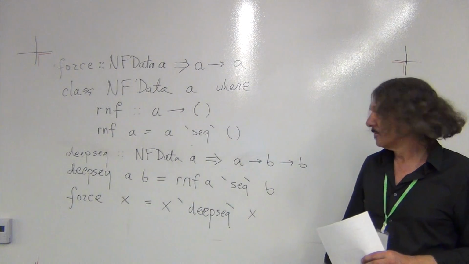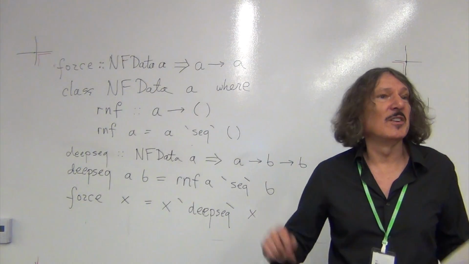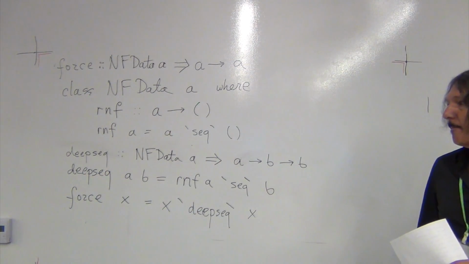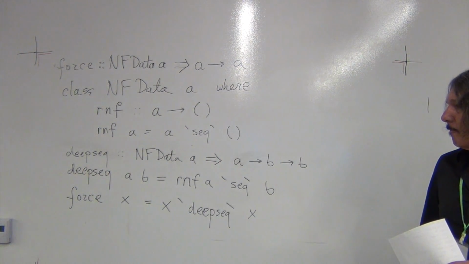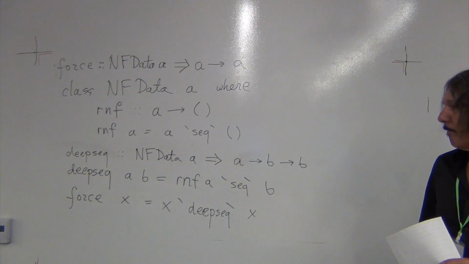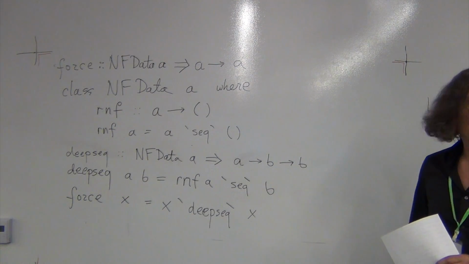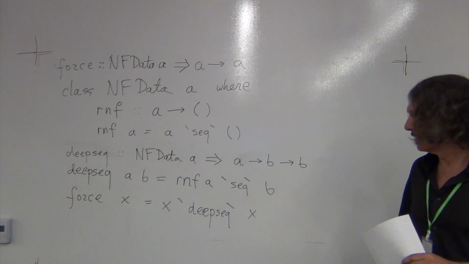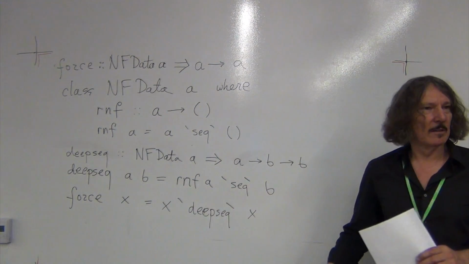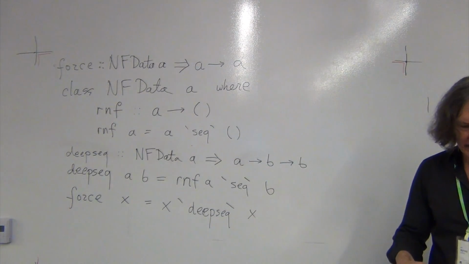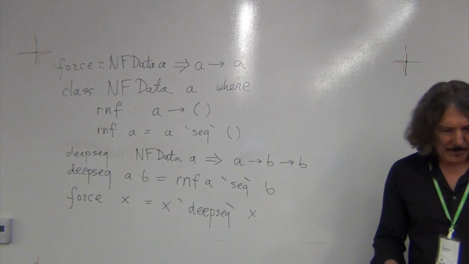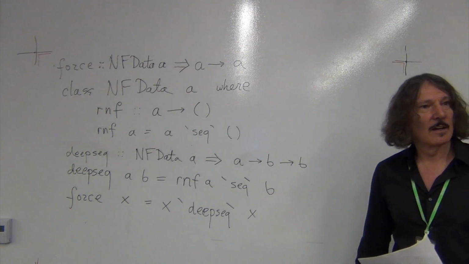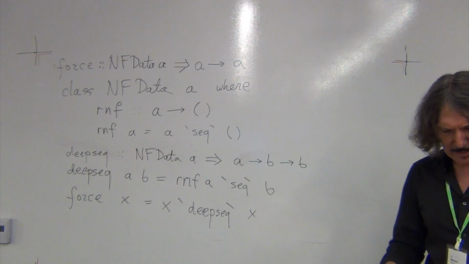Oh. Okay? B might be already evaluated or not. Doesn't matter. Why do you need deepseq if you already have rnf? Well, it's just a helper thing. You don't need it strictly. I mean, you can always write this if you want. I see. But this is just a helper function. And we'll see why this is so nice when we talk about strategies, which is right now.